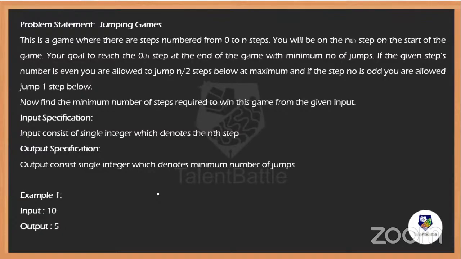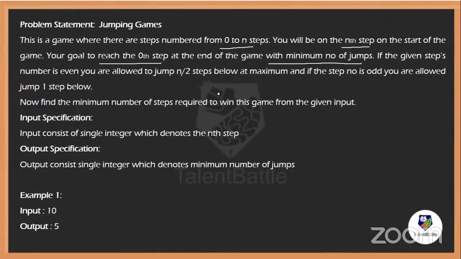At the end of the game, with minimum number of jumps. So this line is important for us. Our goal is to reach the 0th step with minimum number of jumps. And the initial condition says that we are on the nth step at the start of the game, and steps are ranging from 0 to n.